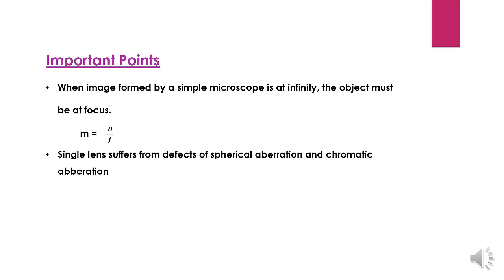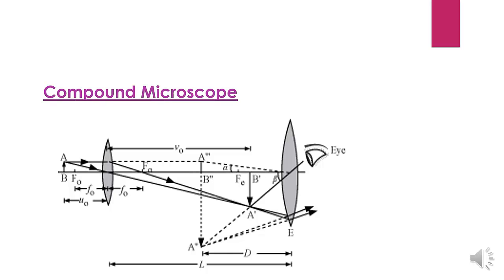Then a single lens suffers from the defects of spherical aberration and chromatic aberration. Since it is a single lens, it will have spherical aberration and chromatic aberration. These are the defects of the simple microscope. Next we are going to study the compound microscope.